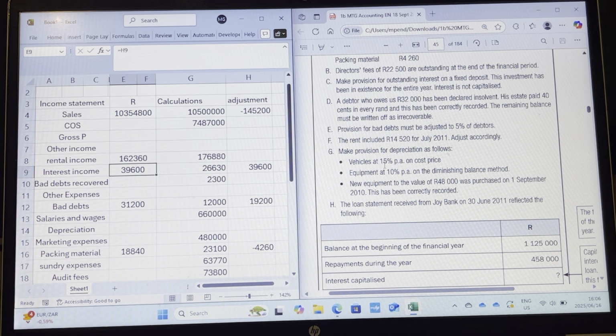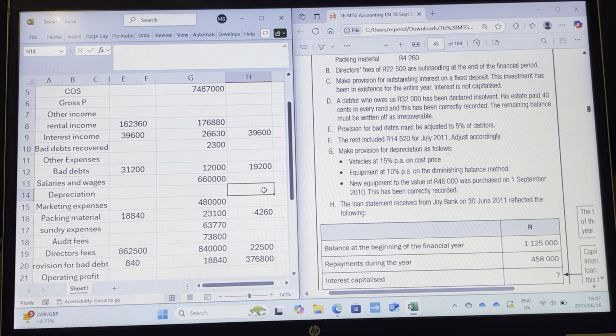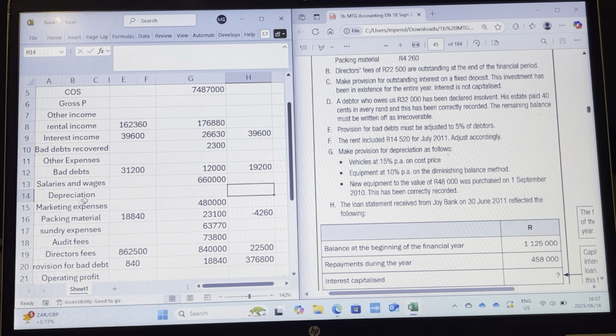And then we're told to make provision for depreciation as follows. Vehicles at 15% per annum on cost price, equipment at 10% per annum on the diminishing balance method. New equipment to the value of 48,000 was purchased on 1 September 2010. This has been correctly recorded. Okay, so let's deal with our depreciation. We firstly have a vehicle cost.